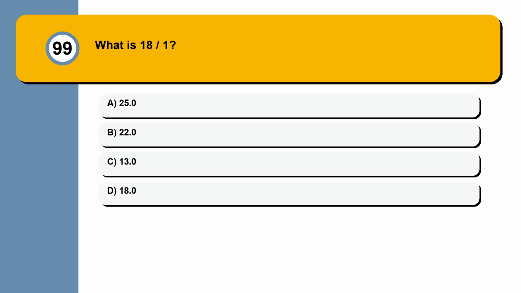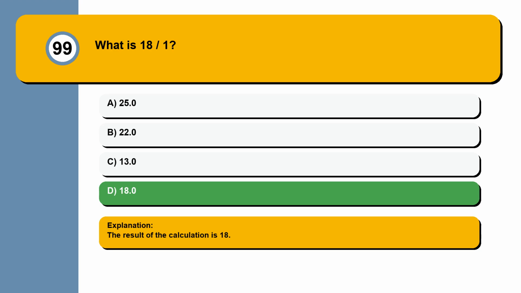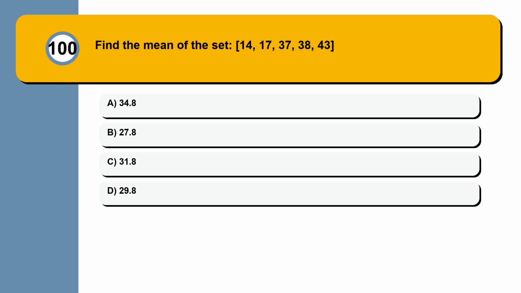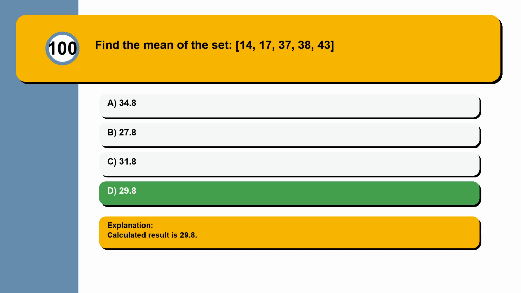Question 99. What is 18/1? 25.0, 22.0, 13.0, 18.0. The result of the calculation is 18. Question 100. Find the mean of the set 14, 17, 37, 38, 43. 34.8, 27.8, 31.8, 29.8. Calculated result is 29.8.